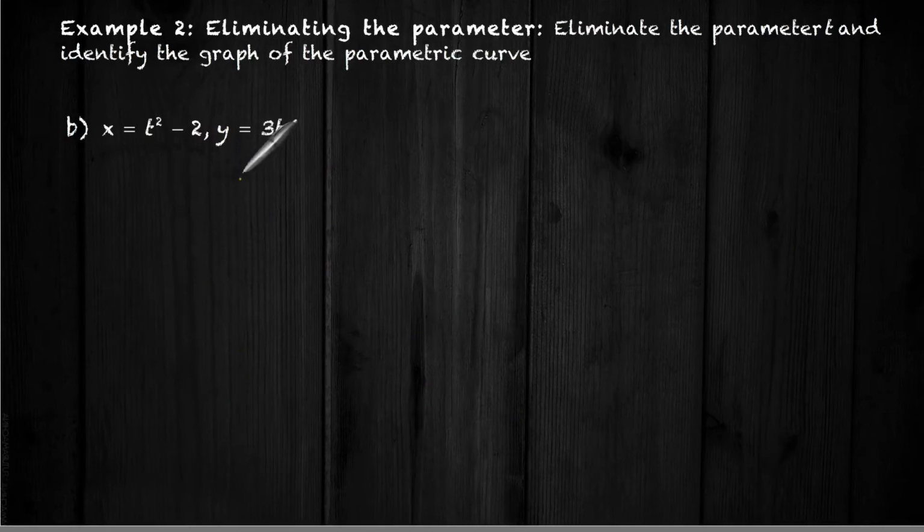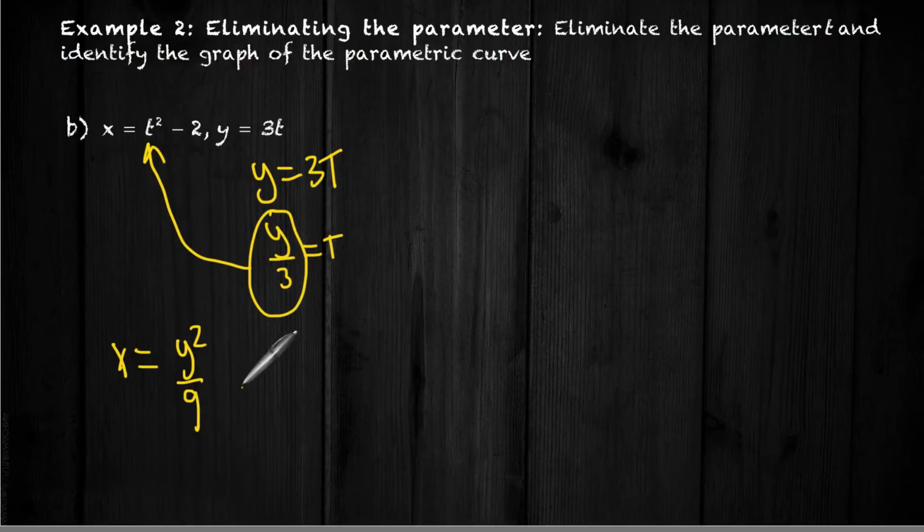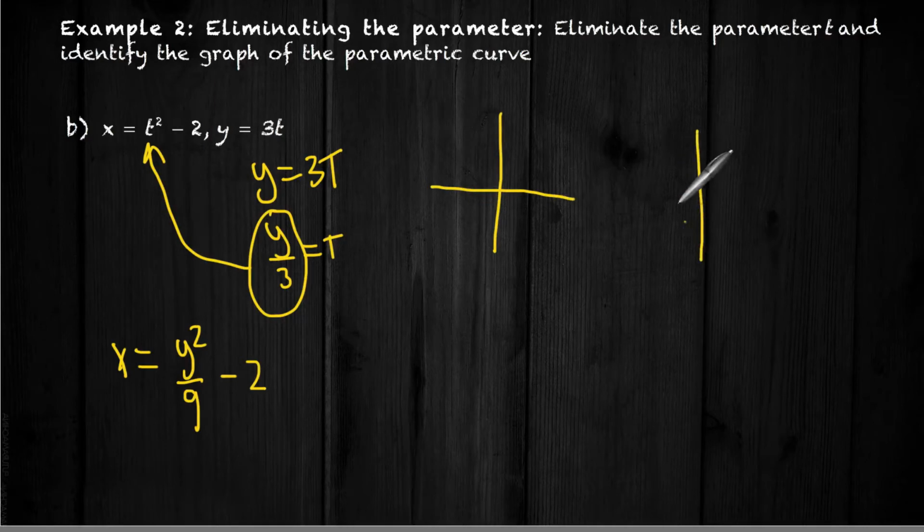All right, letter B is similar to letter A. We want to figure out which of these two equations is easier to solve for t. Looks like the second one is, so we'll write y equals 3t, and so y divided by 3 equals t. So we want to take this and plug it into the other equation for t. When we do that, we get x equals y squared over 9, that's what you get when you square y over 3, minus 2. Now at this point we can stop because hopefully we will remember that there are 4 different types of parabolas. We'll go over all 4 of these.